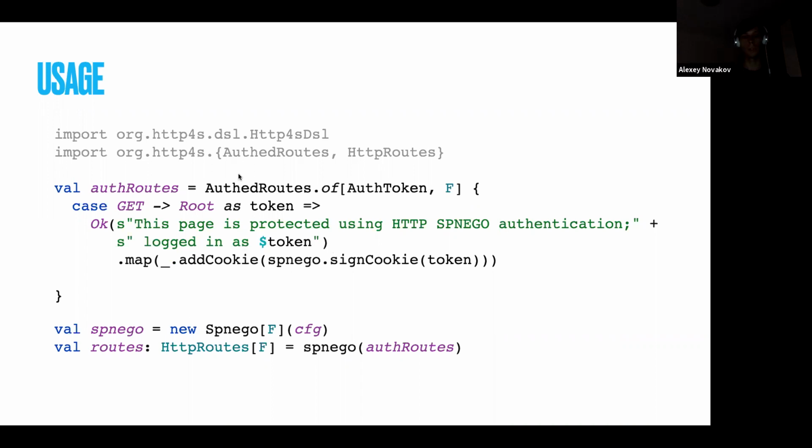So in order to use these routes, you create a new instance of this Spnego class that we've seen before. You give some configuration.